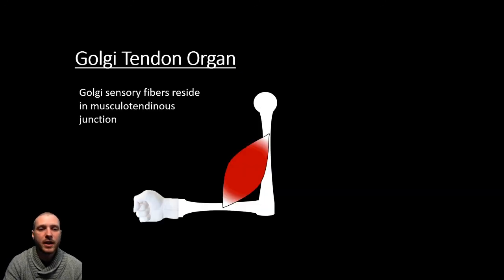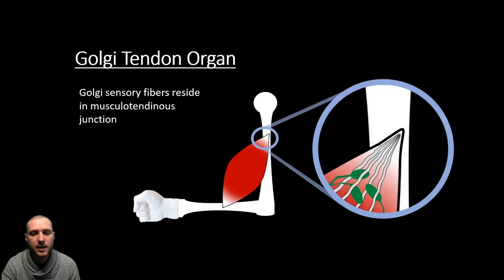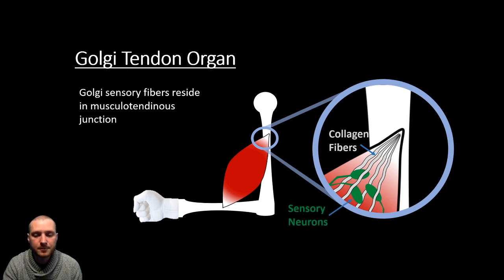Looking at the Golgi tendon organ then, if you remember, Golgi tendons are going to be what senses tension in the body, and they're going to reside in the musculotendinous junction, meaning the part where the muscle fibers and the tendons intersect and connect to the bone. So here we zoom in, this is our tendon attachment here to the bone, and this is going to be the muscle fibers here. So these white strands that we see, these are going to be the collagen fibers that make up the tendon connective tissue. And then these green sensory bulbs are going to be the sensory neurons, or the Golgi tendon organs themselves.